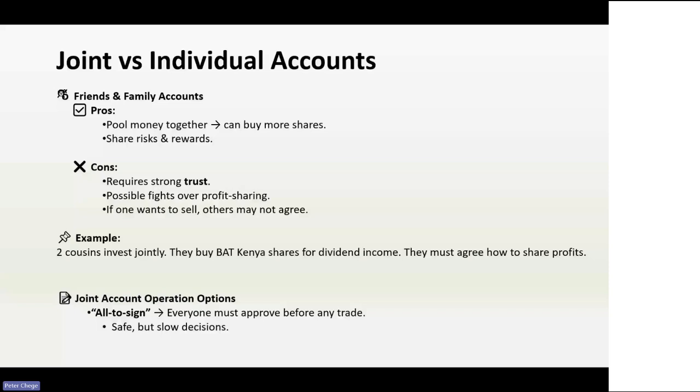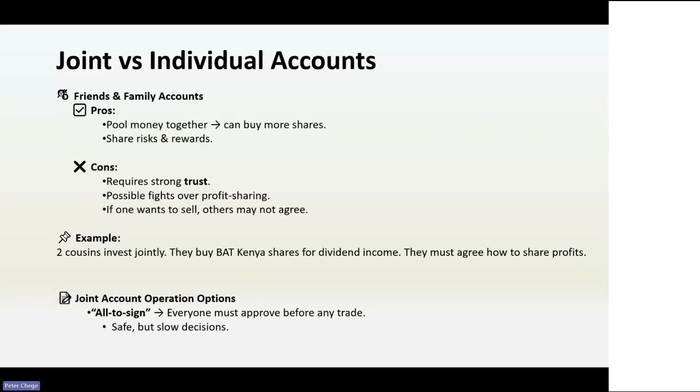So that's why when you're opening these accounts, you need to be very careful. You open with a person you can trust. So an example, two cousins invest jointly, and you buy maybe BAT shares for dividend income. And you must agree how to share these profits.